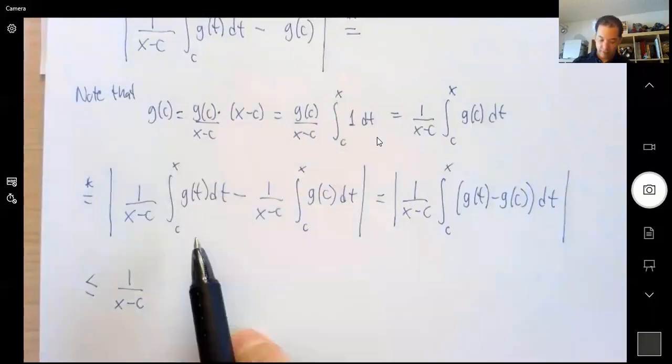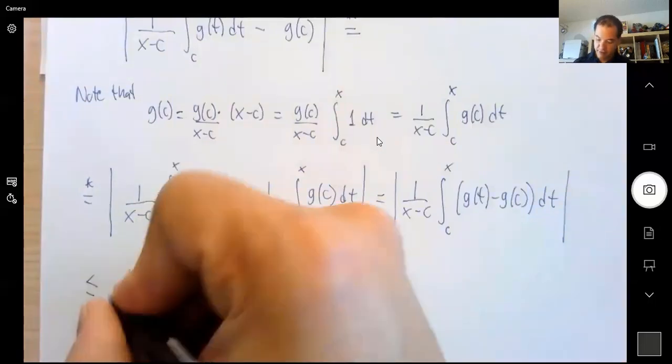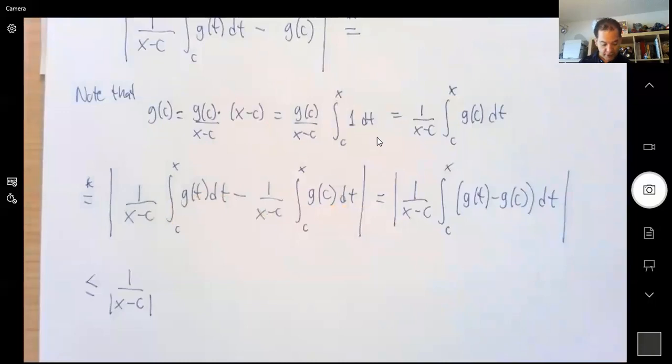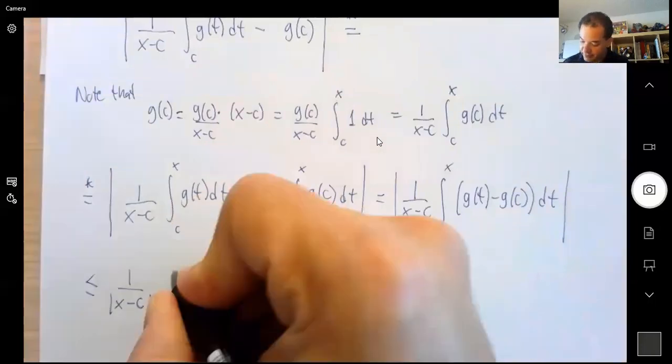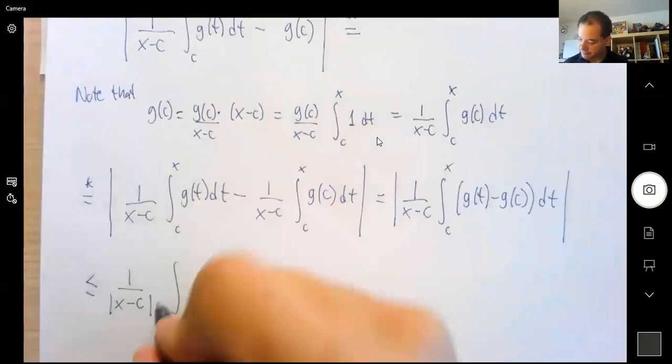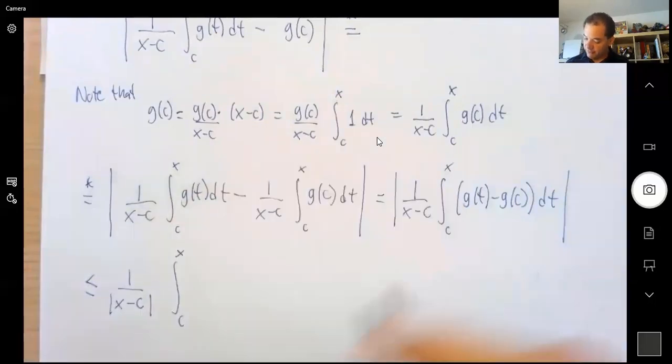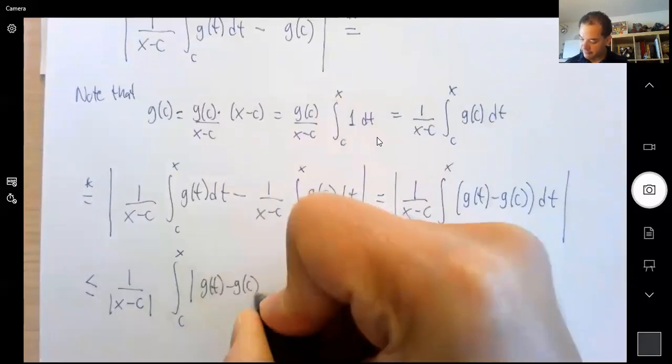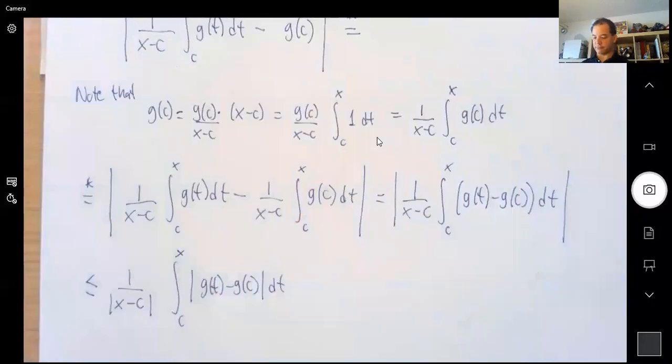Remember that, or maybe I should have a 1 over x minus c, I don't know if it's positive or negative, the integral from c to x of the absolute value of g of t minus g of c. Okay, now, time to use my assumption. What was my assumption? We haven't gone into that part, right? The assumption was that little g is continuous at c. So it's time to recall that.